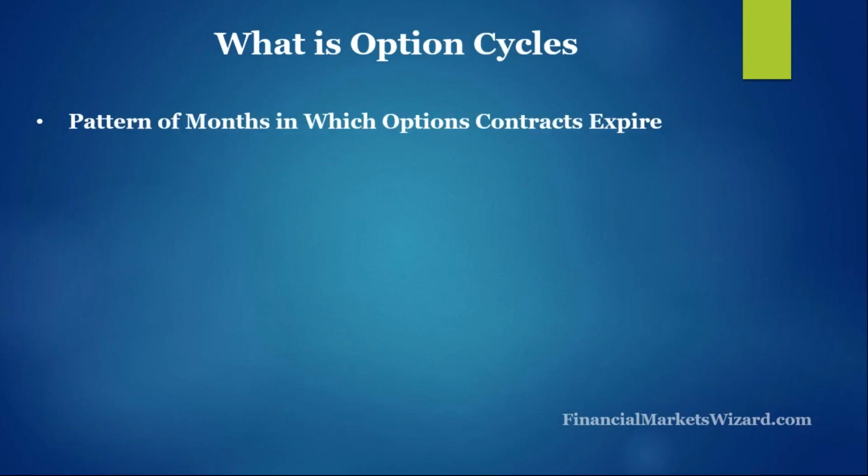So what is the option cycle? The option cycle is the pattern of months in which option contracts expire. There is a pattern where each stock, when it's allowed to trade options, is added to one of the three cycles. So what are those three cycles?